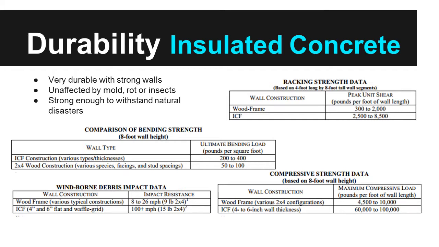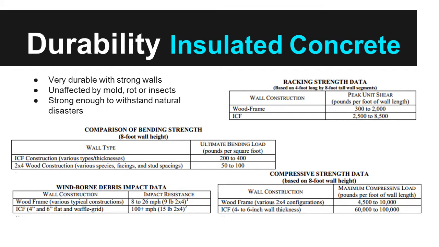Insulated concrete is far more superior than wood framing when it comes to durability. Insulated concrete has very strong and rigid walls, which helps it resist natural disasters such as hurricanes, tornadoes, and hail. Another plus to this material is its resistance to mold and insects. Unlike wood, insulated concrete is not an organic material, which makes it the ideal material to be used in moist areas as well as bug-infested.